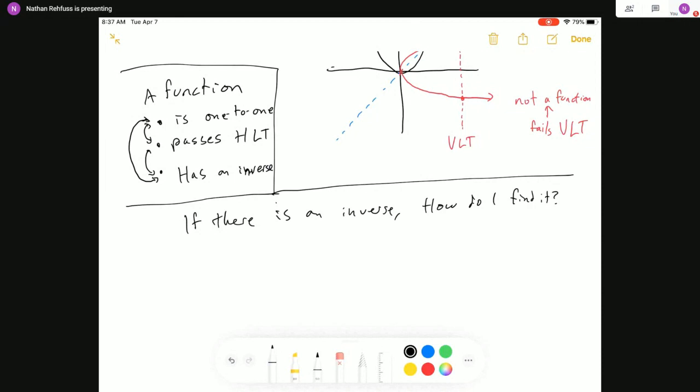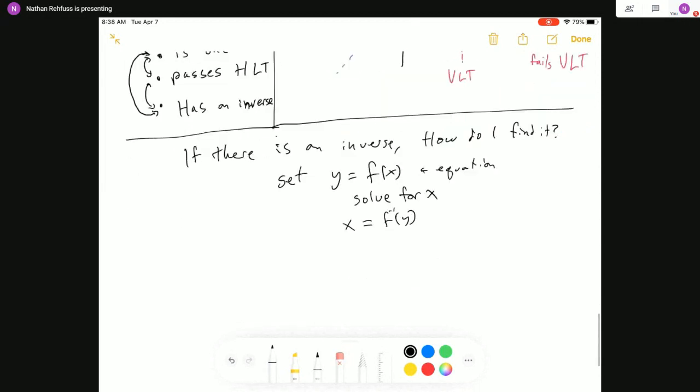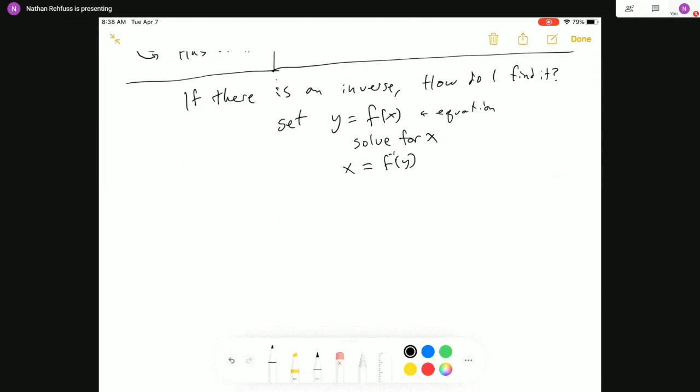What we do is we set y equal to f of x, put in the equation here, the algorithm for that function, and then solve for x, and whatever solution I get for x, that has to be f inverse of y by definition. So those are the steps. It's going to be easier to see what those steps are if we do examples.